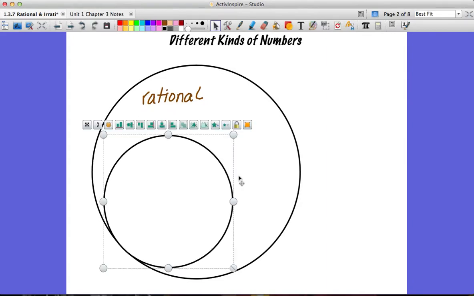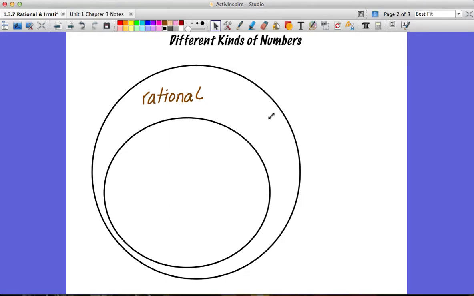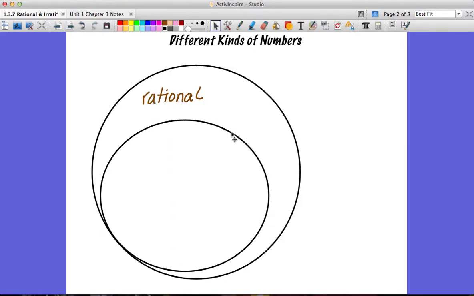but then there are also numbers that are not rational, but they are still integers. Okay, we talked about integers a little while ago. So we have rational numbers and then integers. So all integers are rational numbers because they fit inside of the criteria for rational numbers, but not all rational numbers are integers.